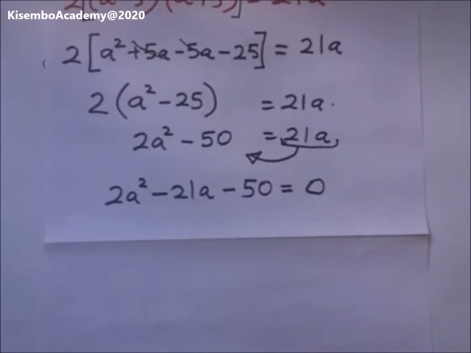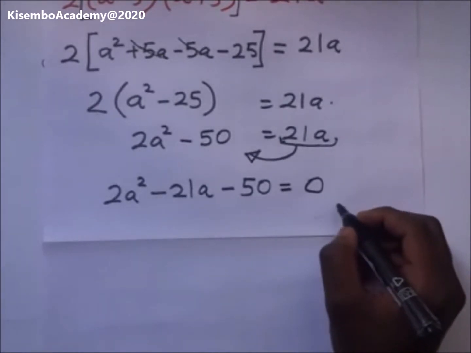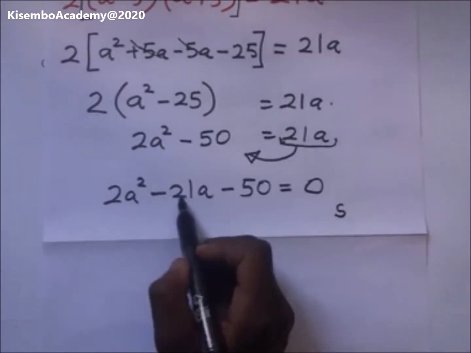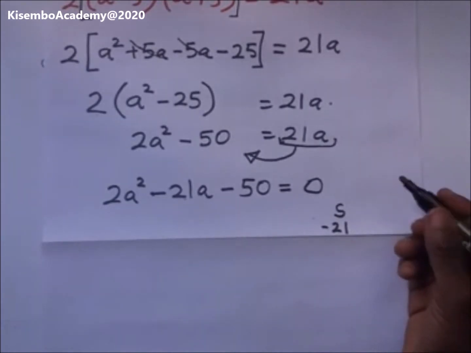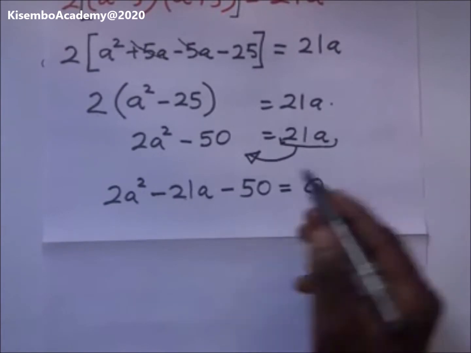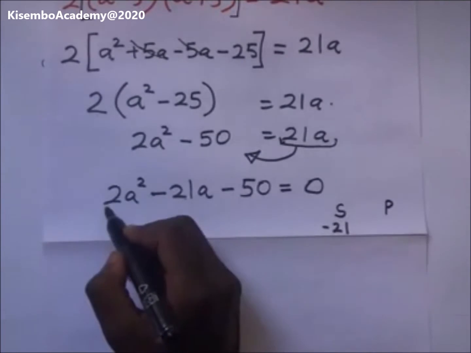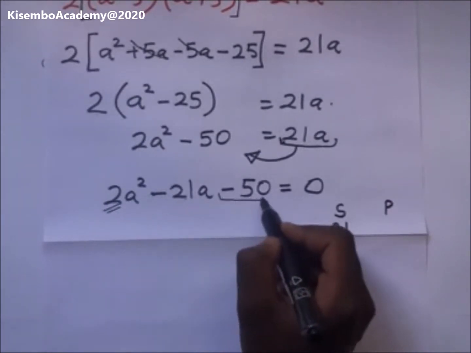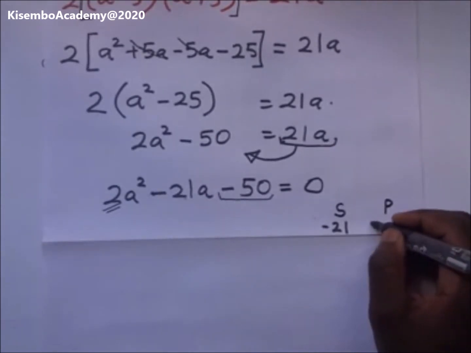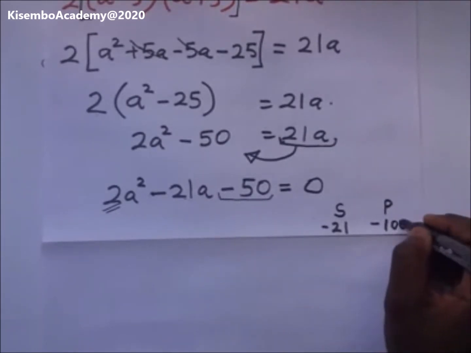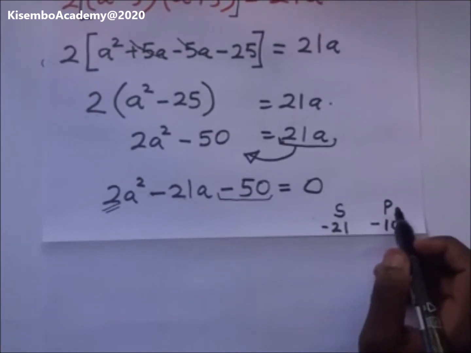So in factorizing this, we're supposed to find 2 numbers. Those 2 numbers, when we add them, are supposed to give us a sum of negative 21. Then when we multiply them, they're supposed to give us a product of 2 times negative 50. And when we say 2 times negative 50, the answer we get is negative 100. So we are going to get those 2 numbers from the factors of 100.